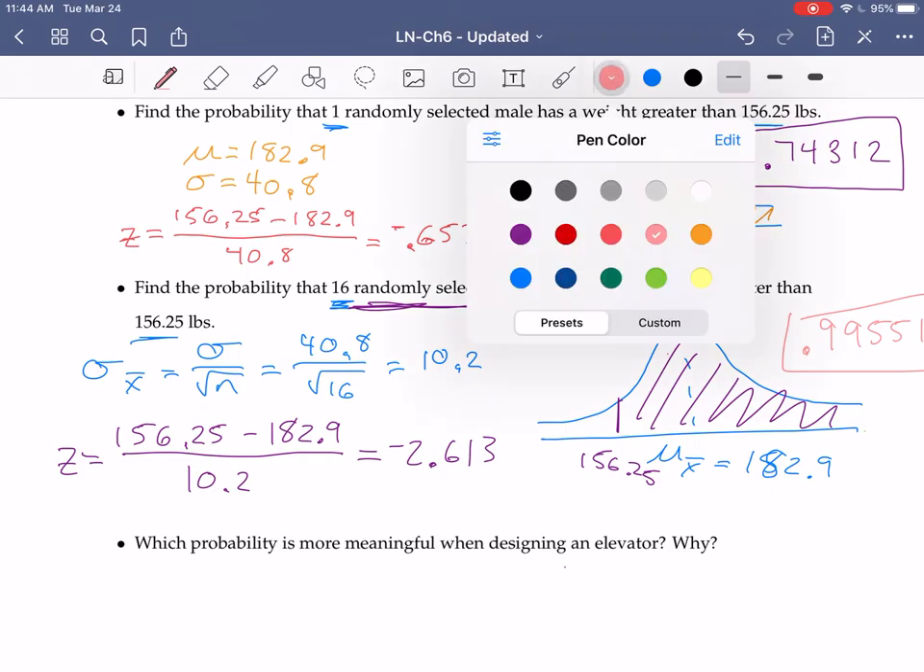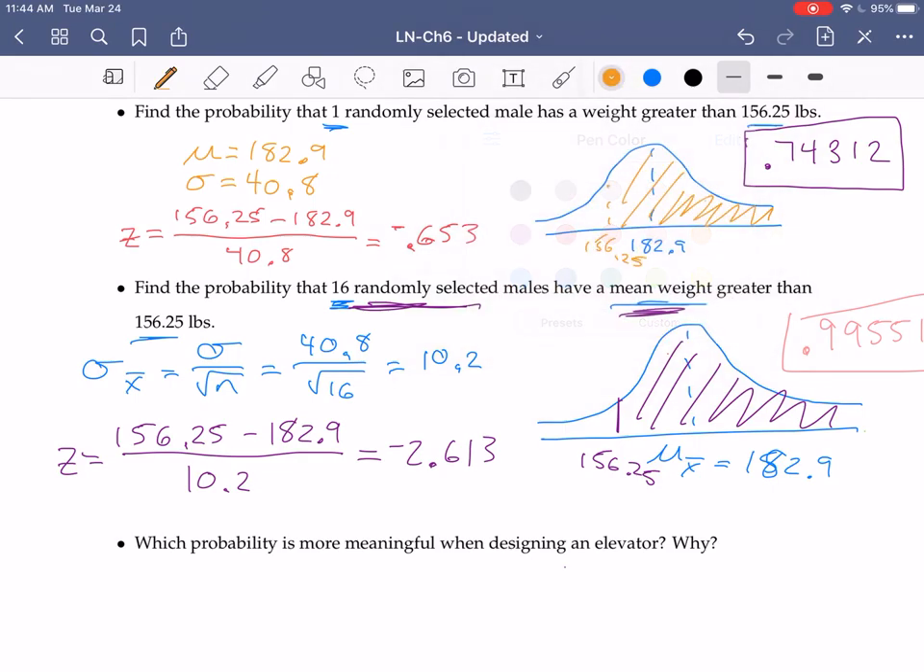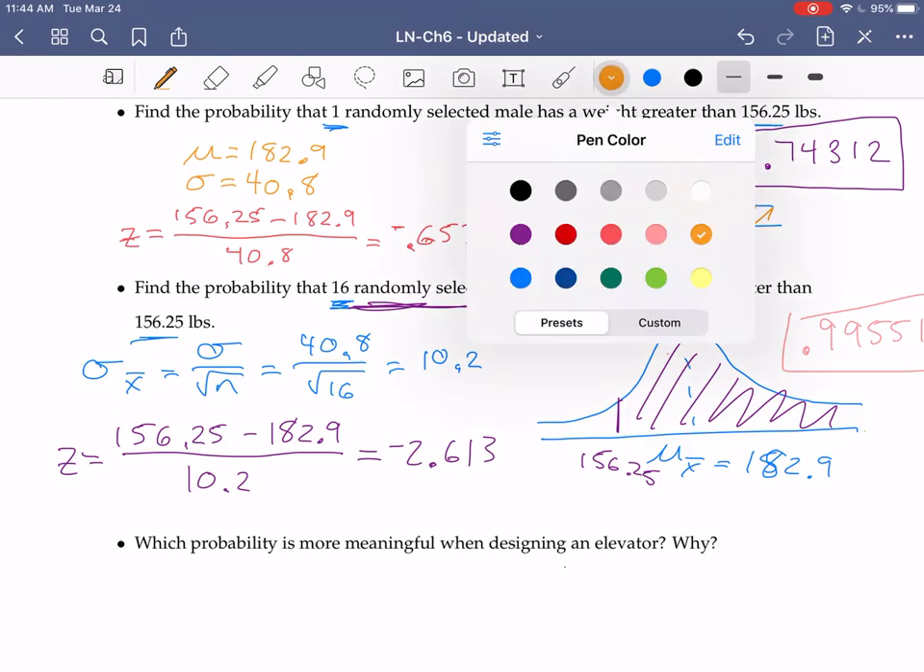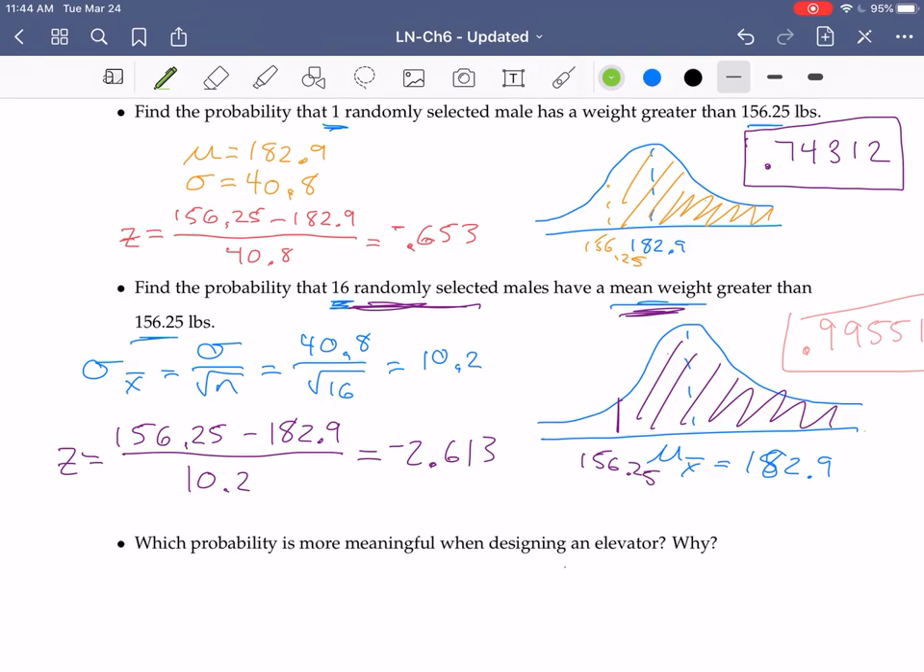And then this final question is really like just, what does this mean? How do we use this stuff? And this is how we use it, or this is what we need to think through it. Which probability is more meaningful when designing an elevator? Right? And so I want to think about, is an elevator used by an individual or is it used by a group? And an elevator is used by a group, so the average weight is going to have more impact on what's happening than an individual's weight. So that probability .9955 is more meaningful.